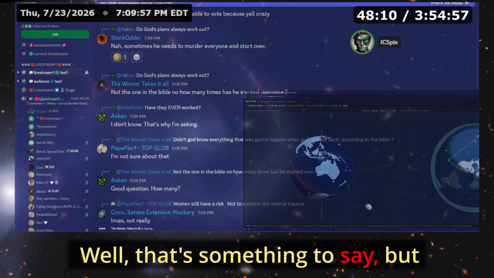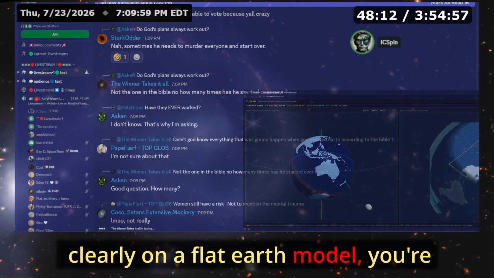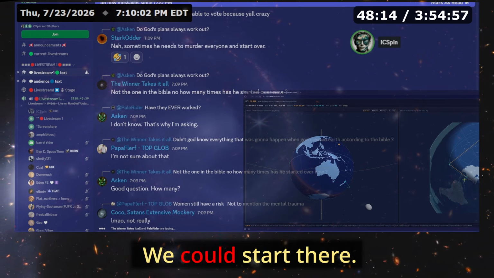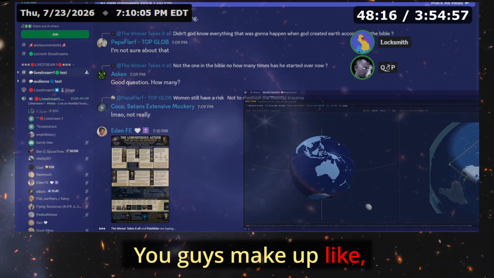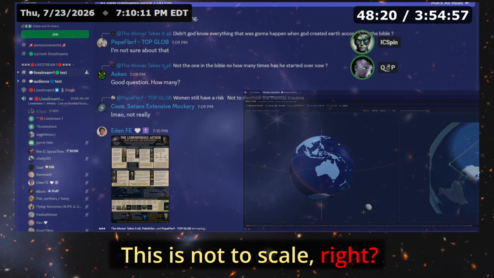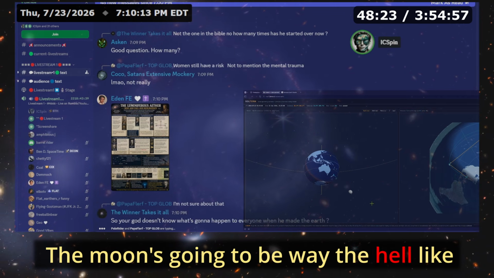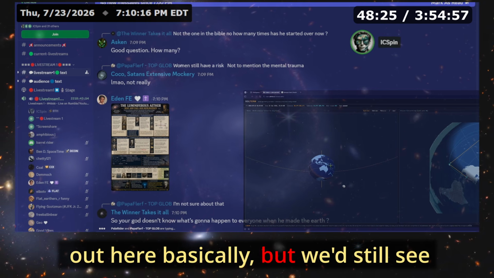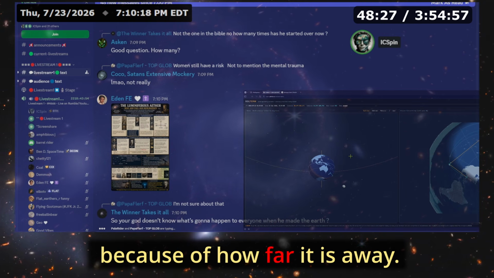Well, that's something to say, but clearly on a flat Earth model, you're going to be seeing two different faces. On the globe, you're going to see two different ones. This is not to scale, right? The moon's going to be way out here, basically, but we'd still see the same face of it because of how far away it is.